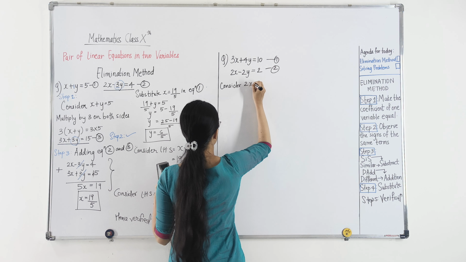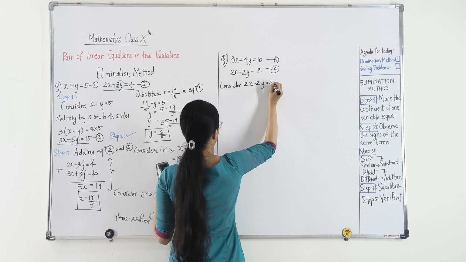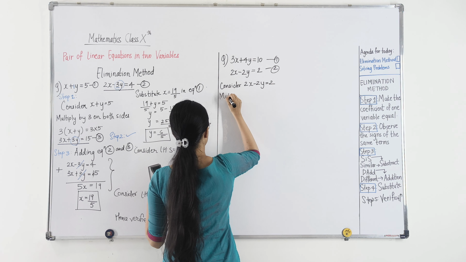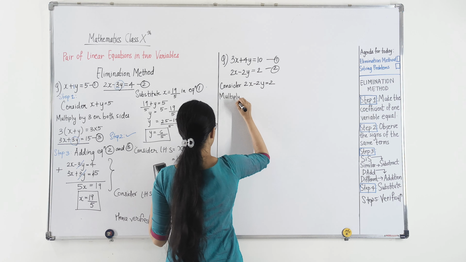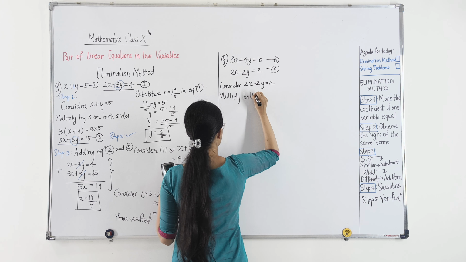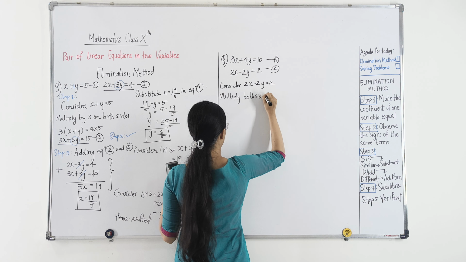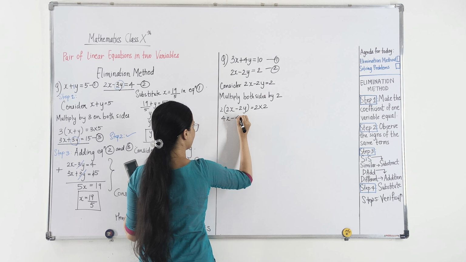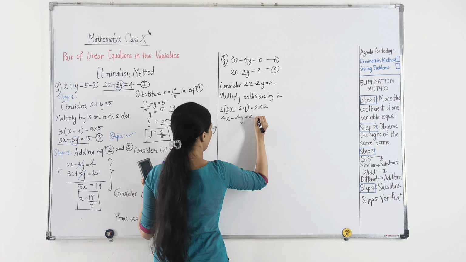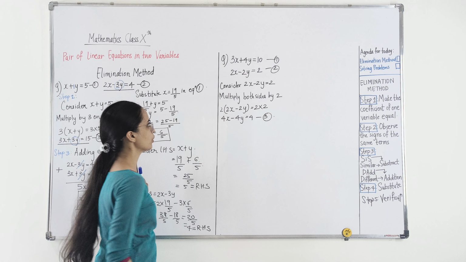So now according to step number 1, you are going to consider the second equation and you are going to multiply both sides by 2. So you will get 2 into 2x minus 2y equals 2 into 2. So you get 4x minus 4y equals 4, and this becomes your equation number 3.